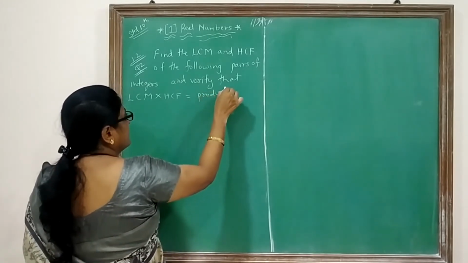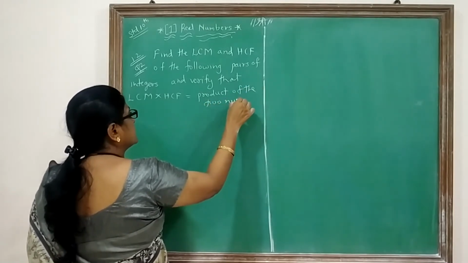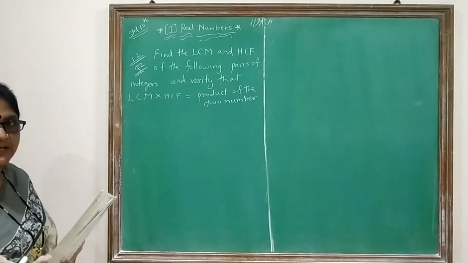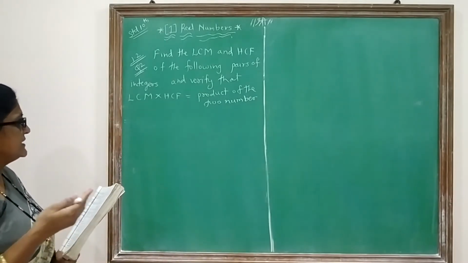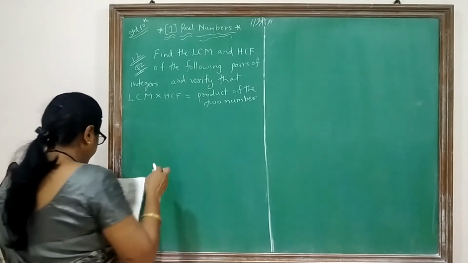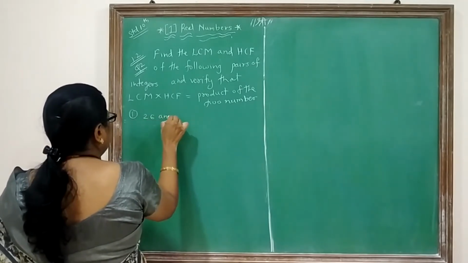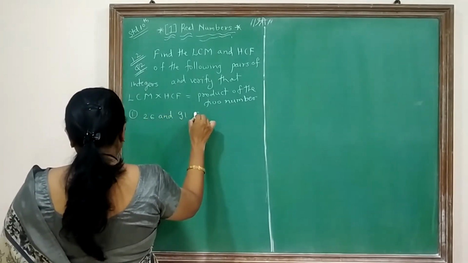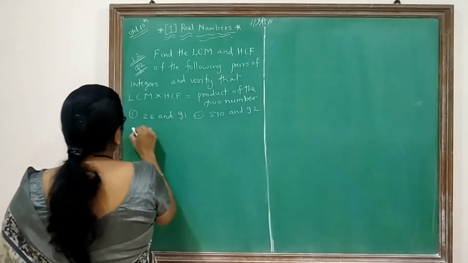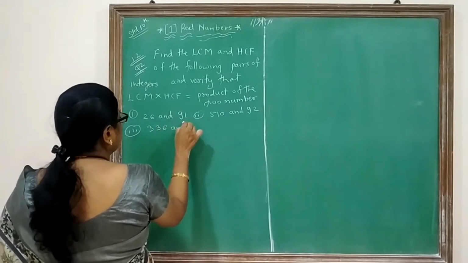Product of the two numbers means one number is A, second number is B. Then you will write the same formula, that is LCM(A, B) into HCF(A, B) equal to A into B. Your questions are 26 and 91. The second question is 510 and 92. Your third question is 336 and 54.